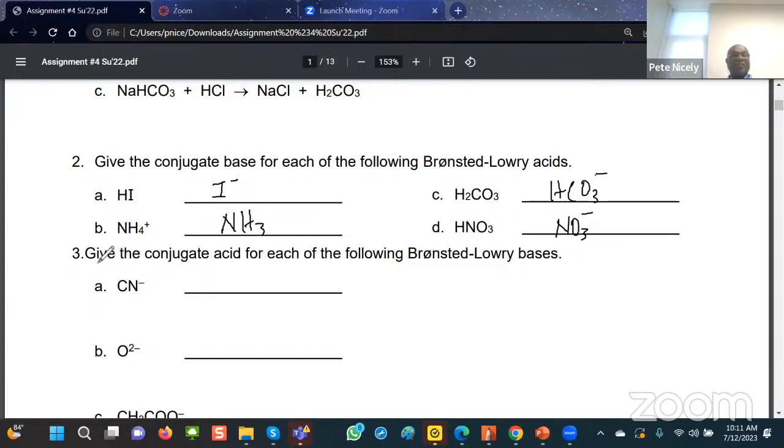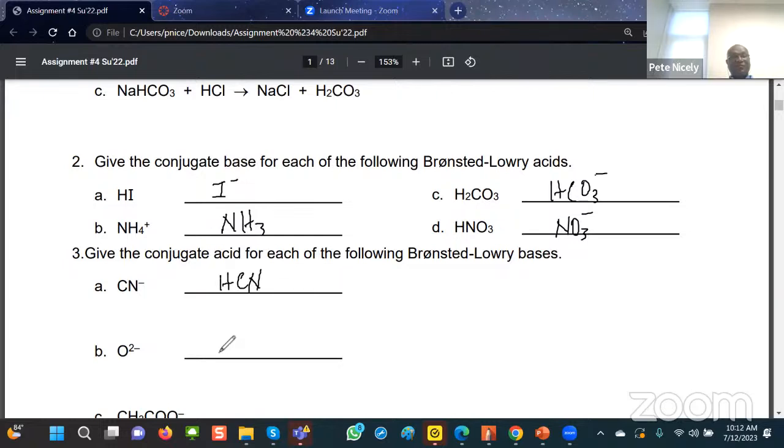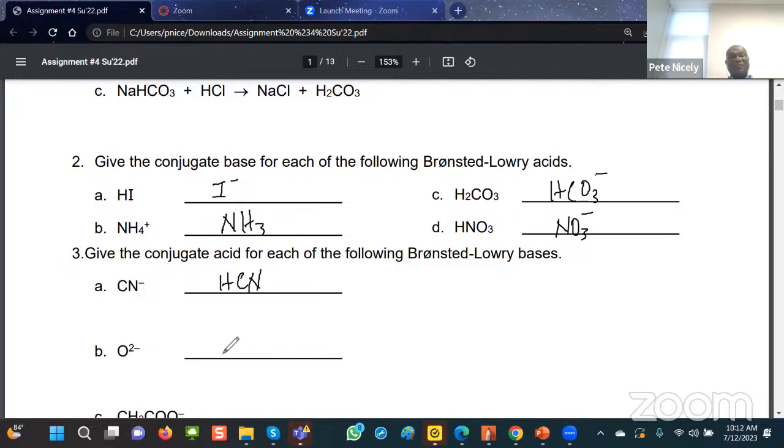All right. Now, that's number 2. Number 3 says, give the conjugate acid for each of the following. So this is the opposite. In this case, you're writing down the formula of the substance formed when a proton is added to it. So what would be the answer for A? HCN. What about B? OH negative. OH negative, exactly.